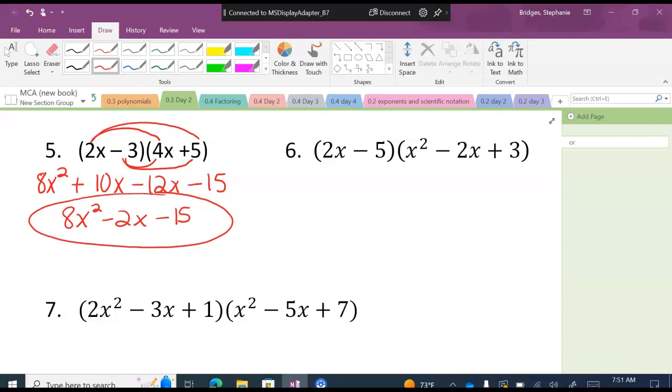And then again, the mistakes that are made on these is just usually in the combining of your terms. So just be careful with your signs. Make sure you're adding those correctly.